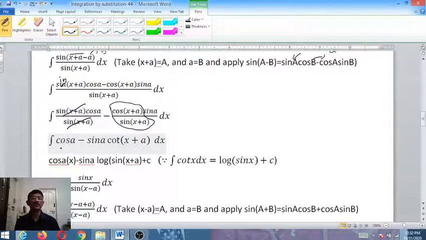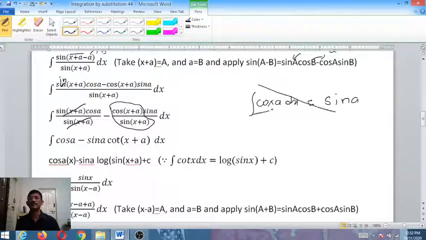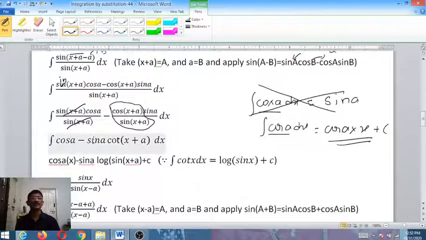This is sin a into cot of x plus a. Now look here, cos a is a constant, it's an important one. What is the integral of cos a dx? If you write this is equal to sin a, then it is wrong, because cos a is a constant. So the integral of cos a dx will be constant into x, that is, cos a into x plus c. Remember it. Here sin a and cos a are constants.